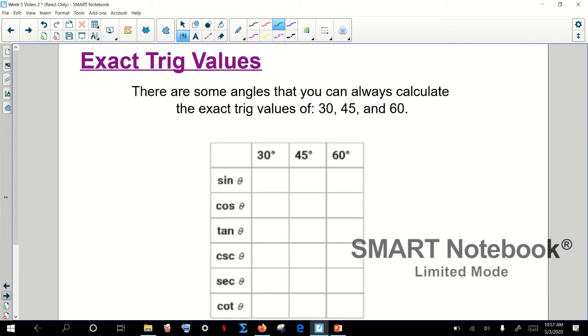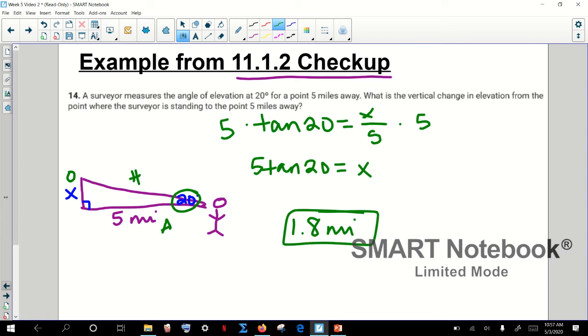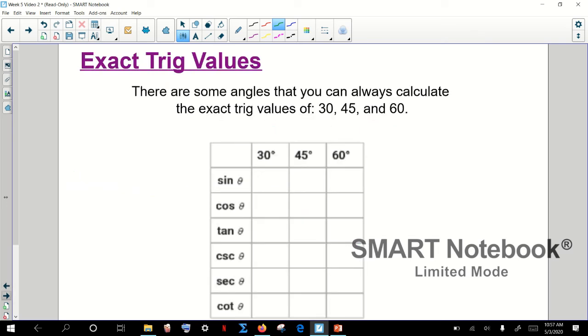So for 30 degrees, 45 degrees, and 60 degrees, you can always calculate the exact trig values. So in our previous example, we were taking the tangent of 20 degrees. That's not an exact value that I can do in my head, or that it's something that needs to be approximated using a calculator, so that's why I had to use my calculator. If I'm taking the sine, cosine, tangent, or the reciprocal of trig functions of 30 degrees, 45 degrees, or 60 degrees, those are actual exact values that we can write as fractions and as square roots.